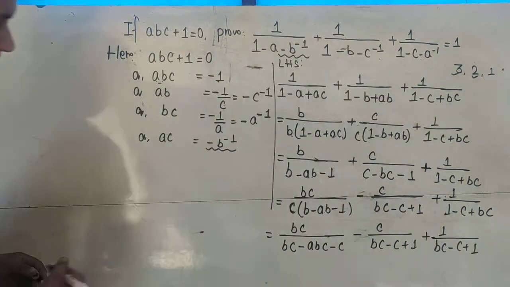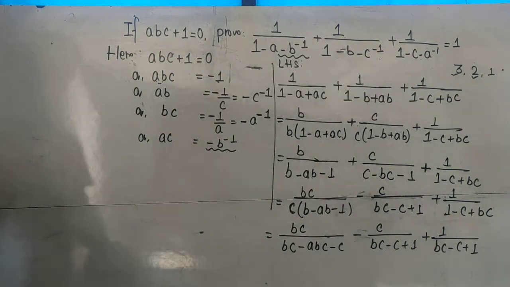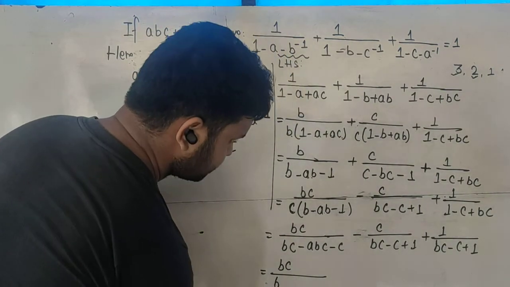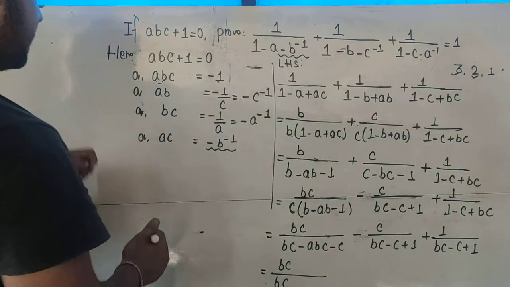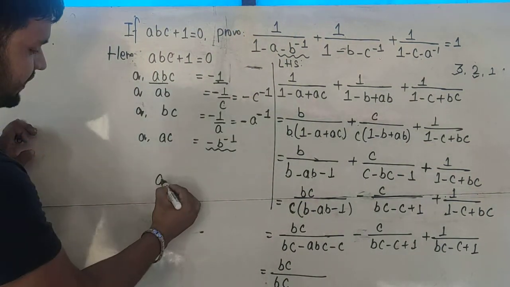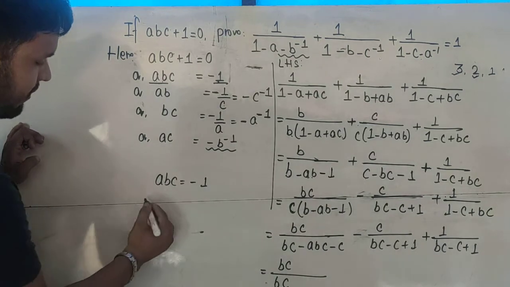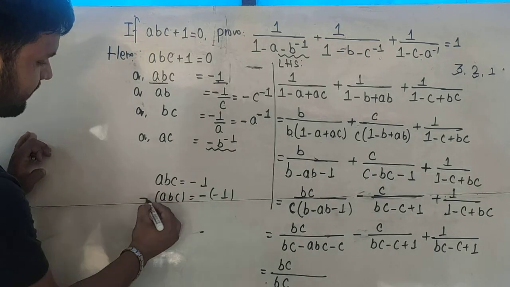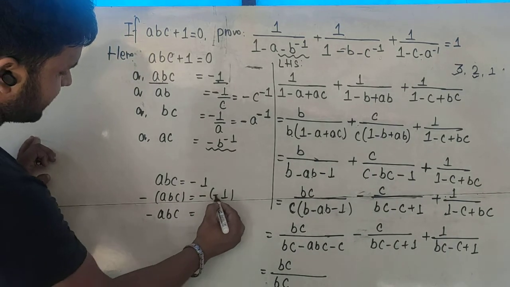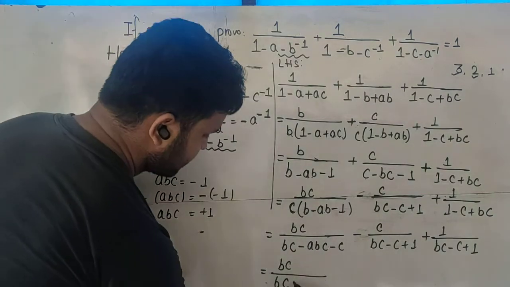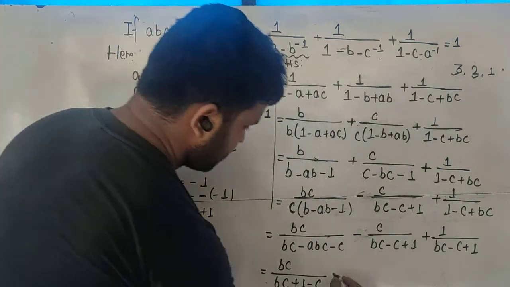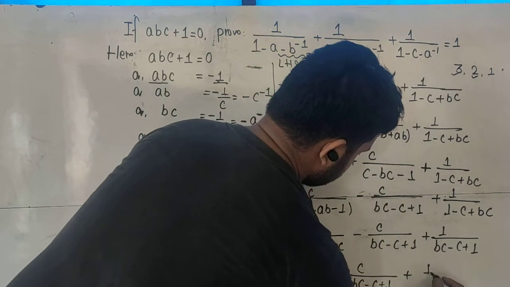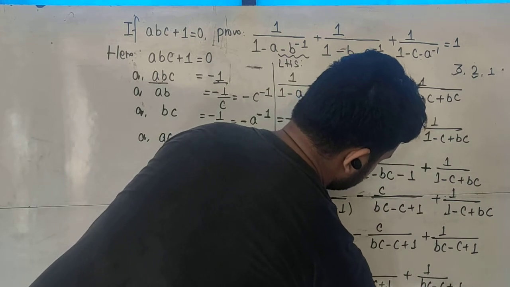Now here, it's only one more step. So BC is BC. Here minus ABC is here. Here you have ABC equals minus 1. If I multiply both sides by minus, this gives us minus ABC equals minus, minus is plus 1. So in place of this minus ABC, I can write here plus 1. The other terms will also be the same: BC minus C plus 1. Plus 1 by BC minus C plus 1.